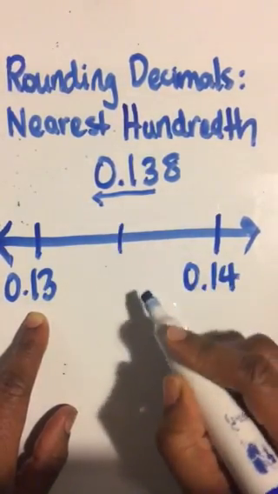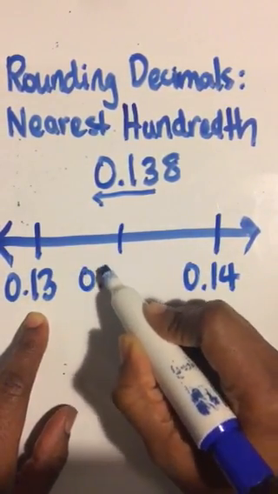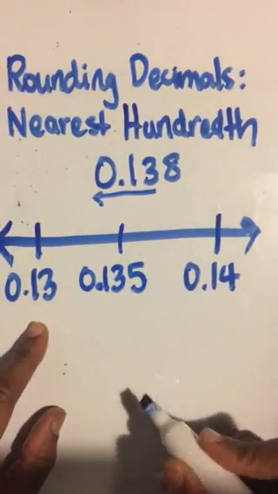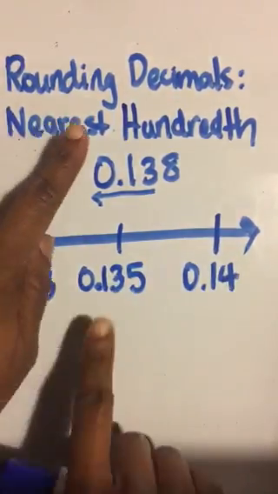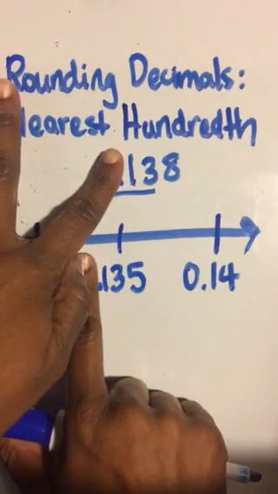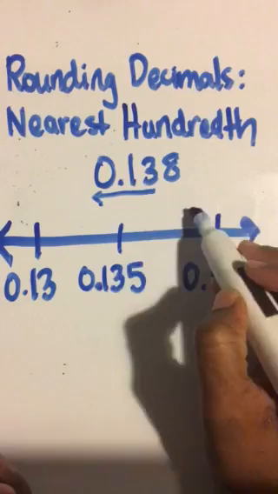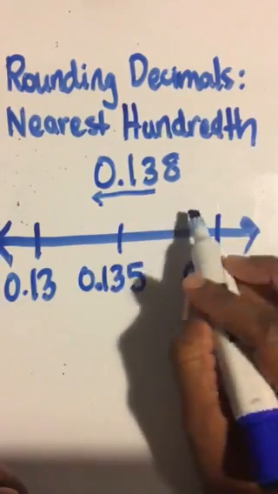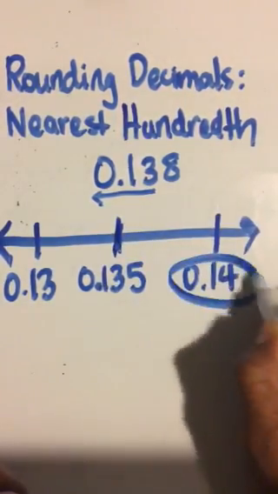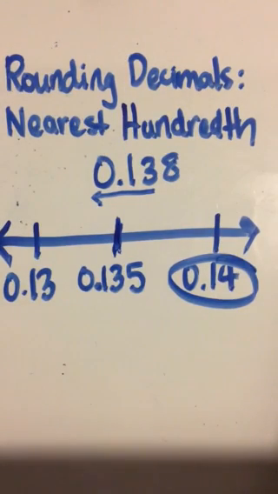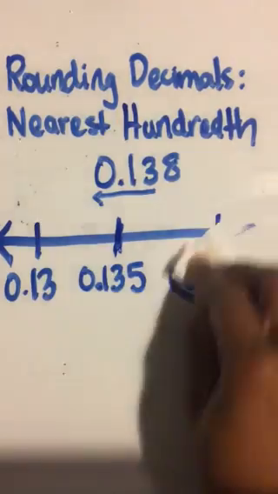To create our halfway point, everything to the left gets left, and then we add a 5. I can see if I ignore the rest, 135 is less than 138, so 138 thousandths is on this side of my halfway mark, and therefore we'll round to 14 hundredths. So 138 thousandths to the nearest hundredth is 14 hundredths.